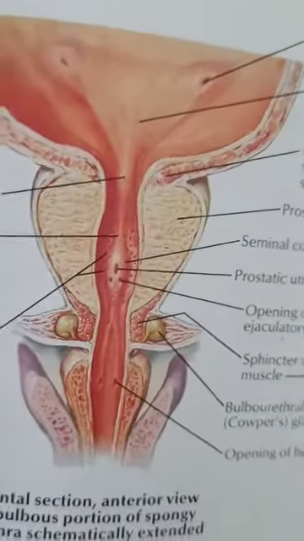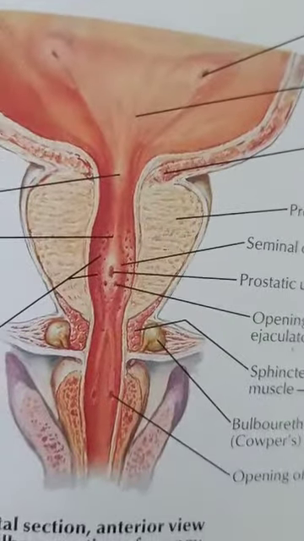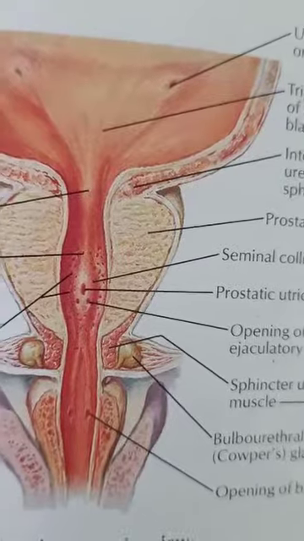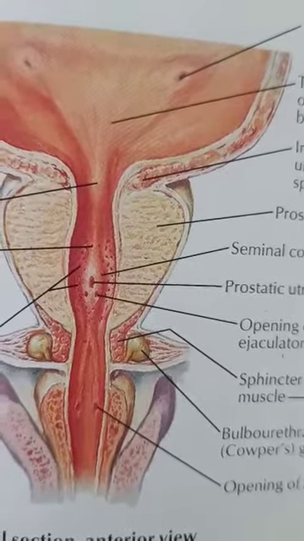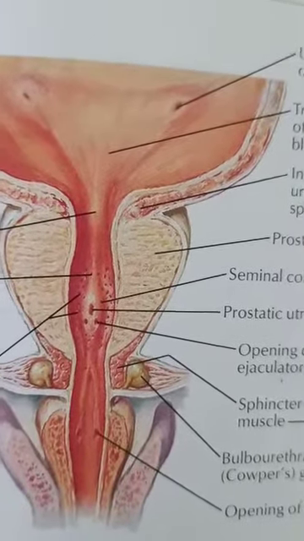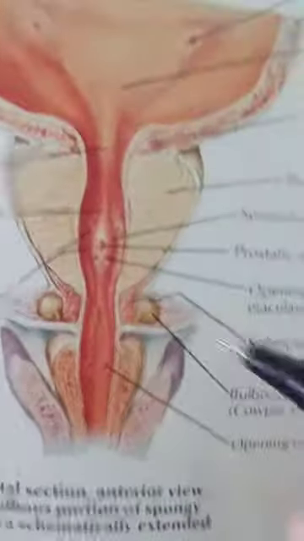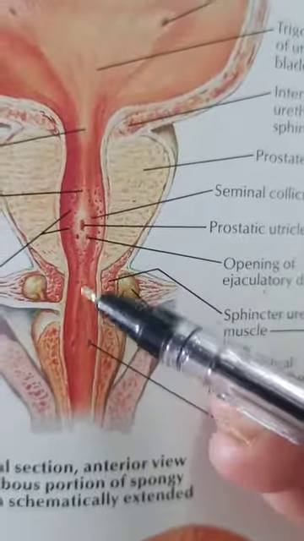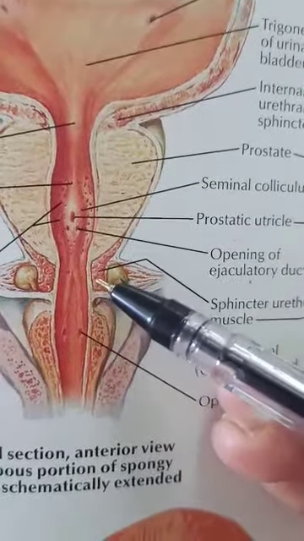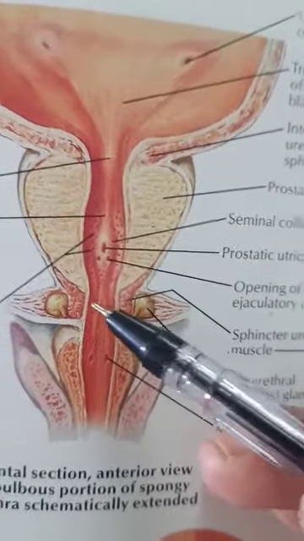Coming to the membranous urethra, the membranous part is only about 1 centimeter in length, and it is the narrowest part of the urethra. It passes through the urogenital diaphragm, and it is surrounded by the sphincter urethrae muscle. See, this part is known as the membranous part. It is only 1 centimeter in length and passes through the urogenital diaphragm. The diaphragm is formed by these sphincter urethrae muscles. So this is the diaphragm.